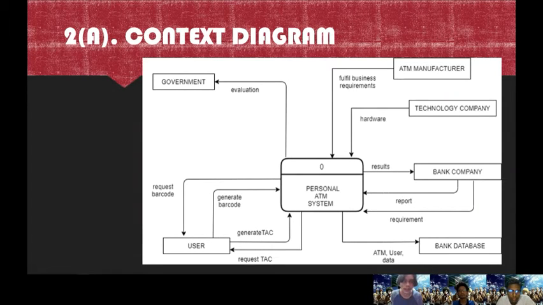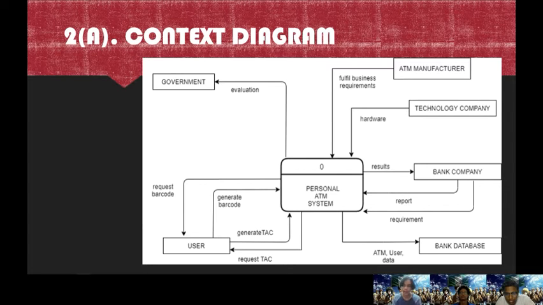Okay, so this is our DFD level 0, which is our context diagram. As you can see, there are six external entities. The user uses the TAC and barcode to contact the process, which is the personal ATM system, while the bank database is used by the personal ATM system to key in the ATM user data.